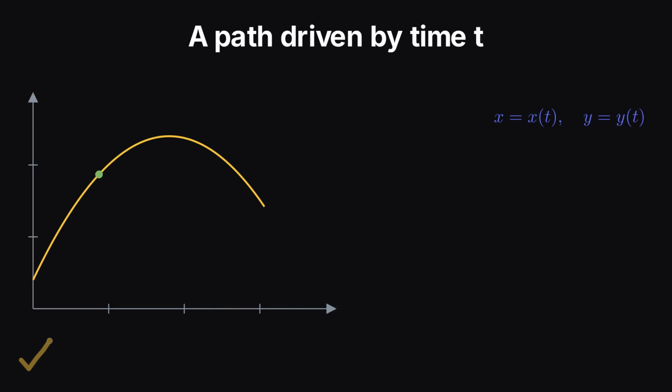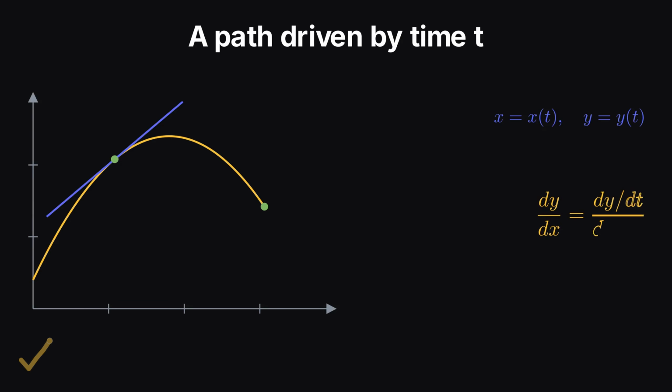Here's the idea. Instead of giving y in terms of x, we let a third variable, time t, drive both. We give x of t and y of t separately. As t advances, the point at x of t, y of t traces out a path, and it can loop, double back, or go vertical, things a normal function never could.